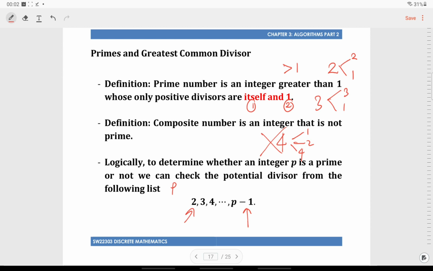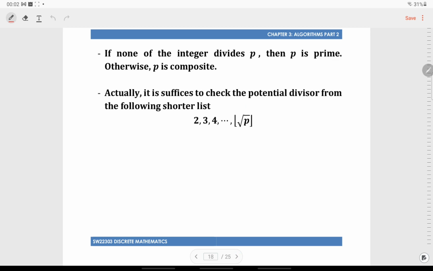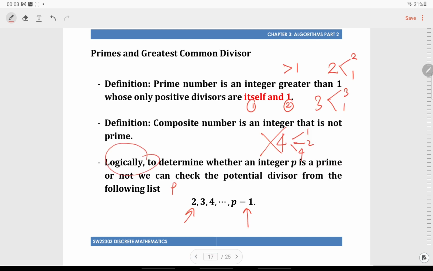Okay, so to divide p by all numbers from 2 up to p minus 1 is obviously difficult and totally inefficient. If none of the integers divides p, then we can say that p is a prime number. If there is no number between 2 up to p minus 1 that can divide p, that means p is a prime. Otherwise p is composite. That is when we think logically.